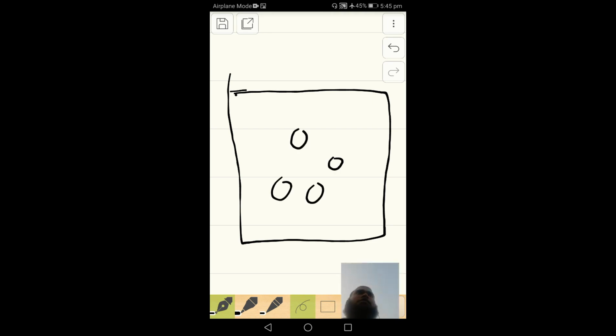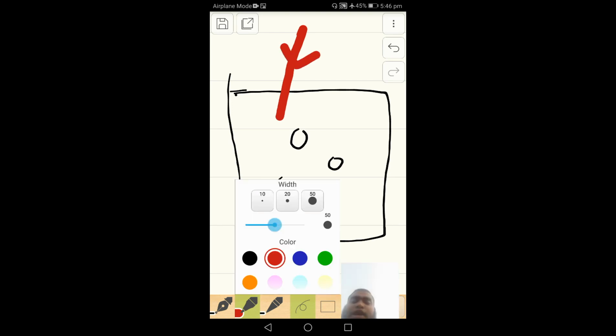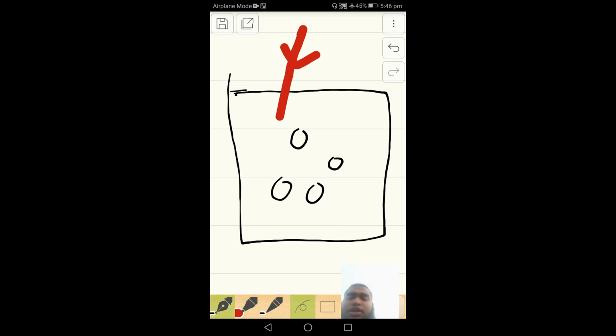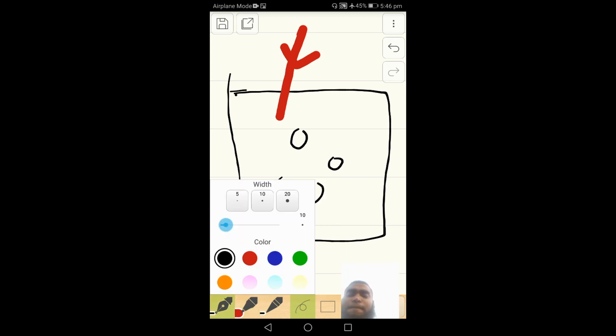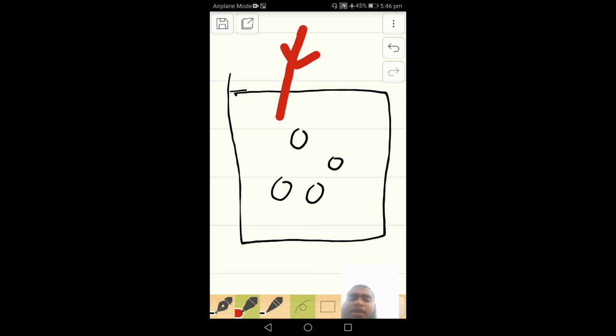Now what happens is that, imagine blood is entering the organ through this blood vessel, which we are calling the artery. Then what happens next is that the artery divides.